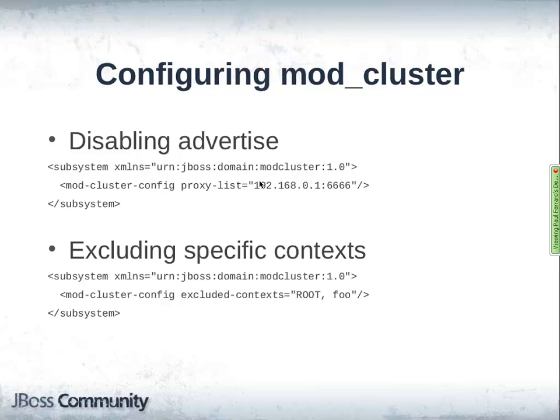By default, Mod Cluster is going to make available to the load balancer any web applications that are running on your server. If I want to exclude any of them, you can enumerate those using the excluded contexts attribute. This is an example of how I would exclude the root context and my foo context.